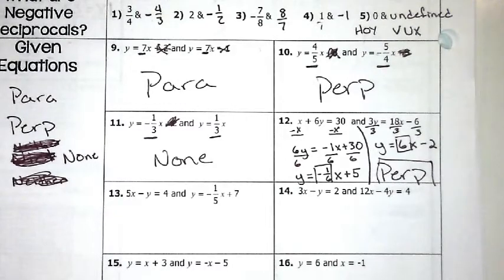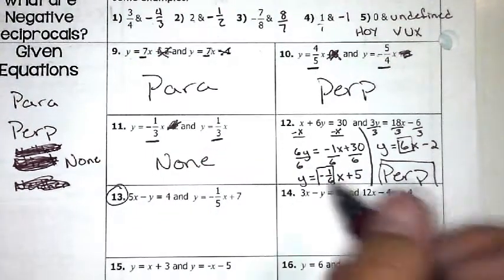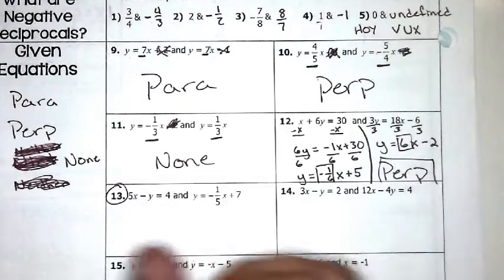I want y'all to do number 13 and number 15, and then we'll spin the wheel of not ideal.